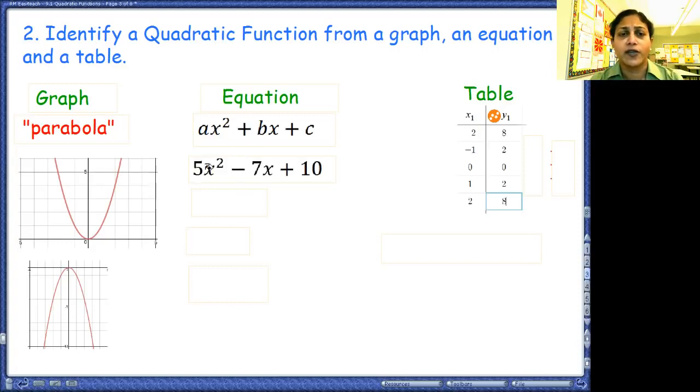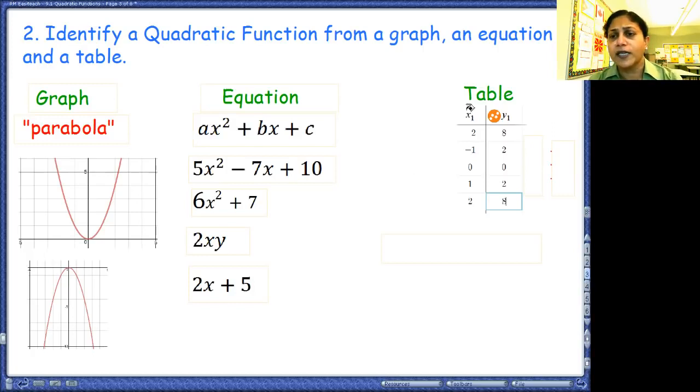For example, here x is to the power of 2, it is quadratic. Here x is to the power of 2, it is quadratic. In this one, x times y, the exponent of the x is 1, therefore it is not quadratic. And you couldn't write it in its standard form. The last one is a linear equation.